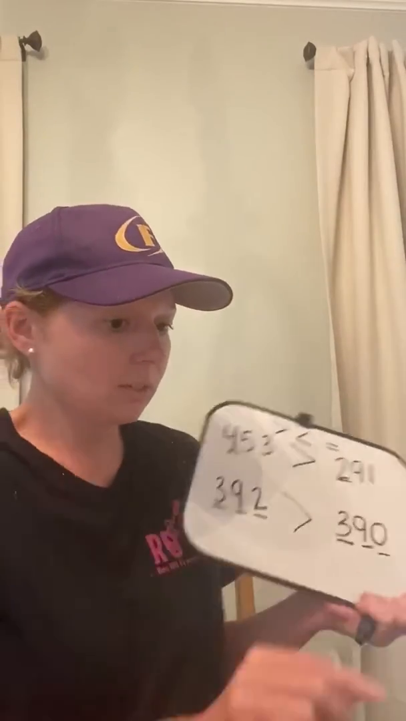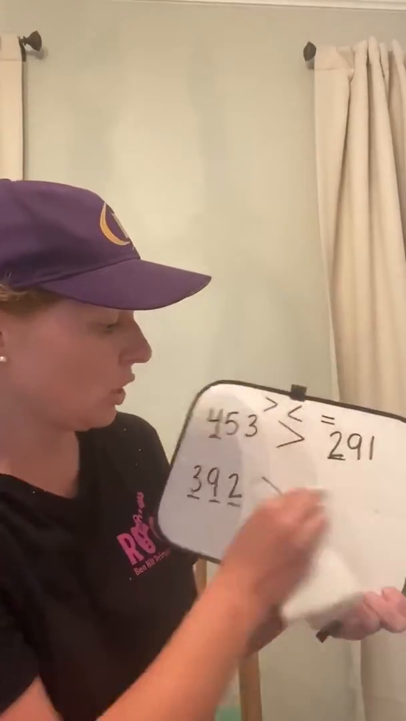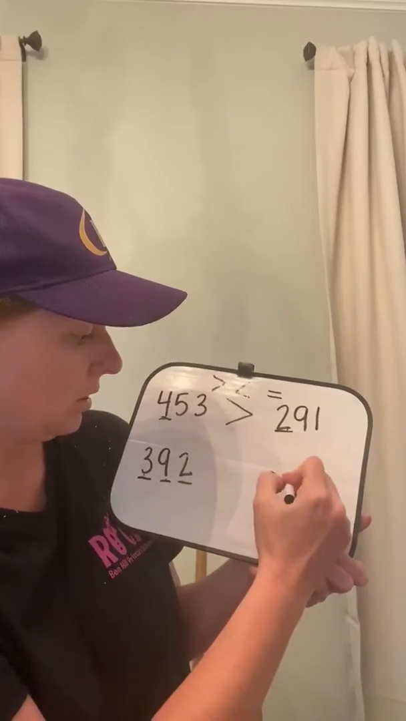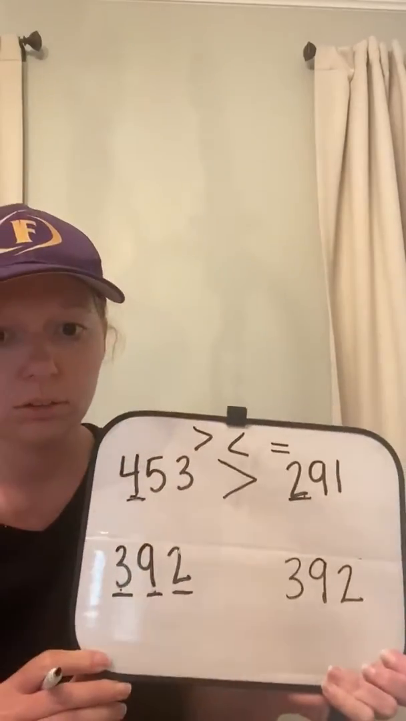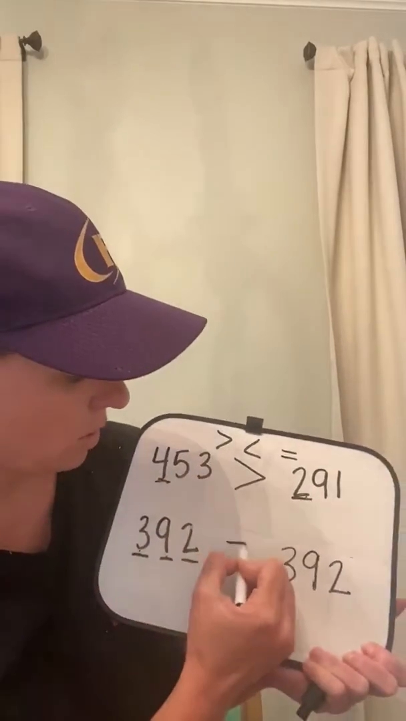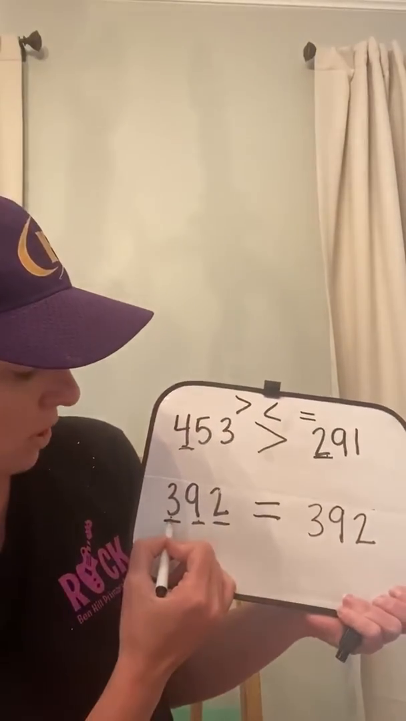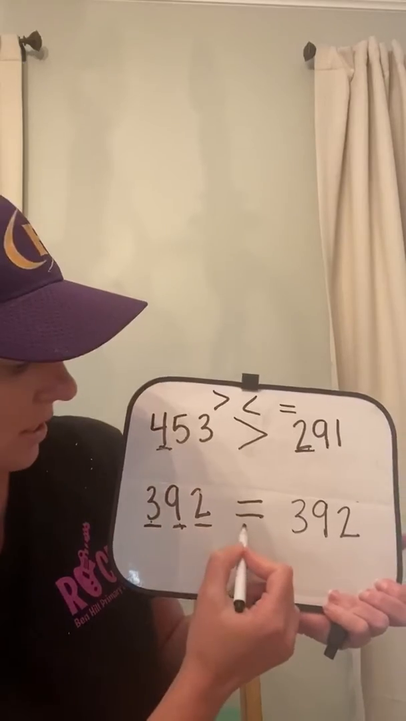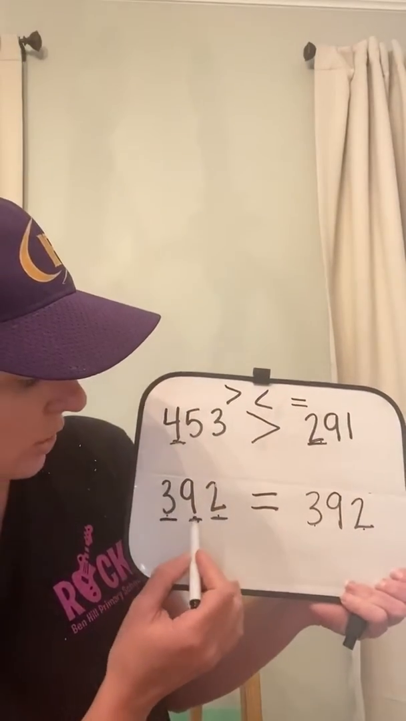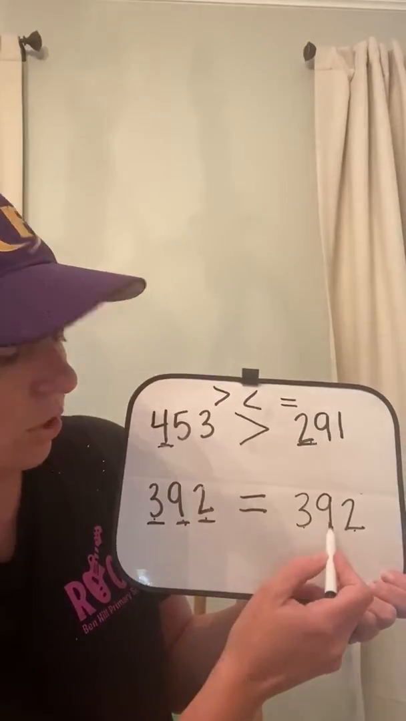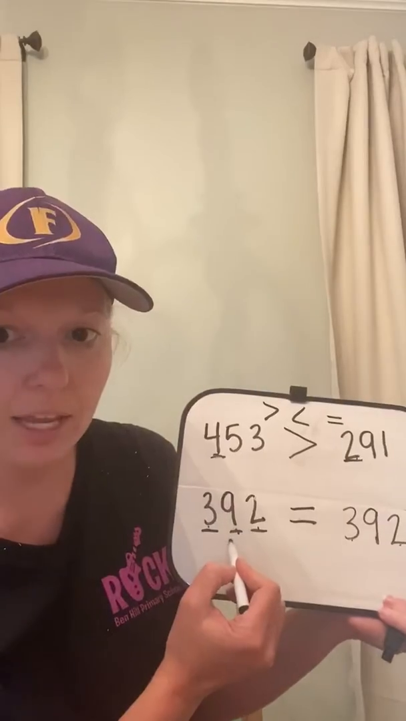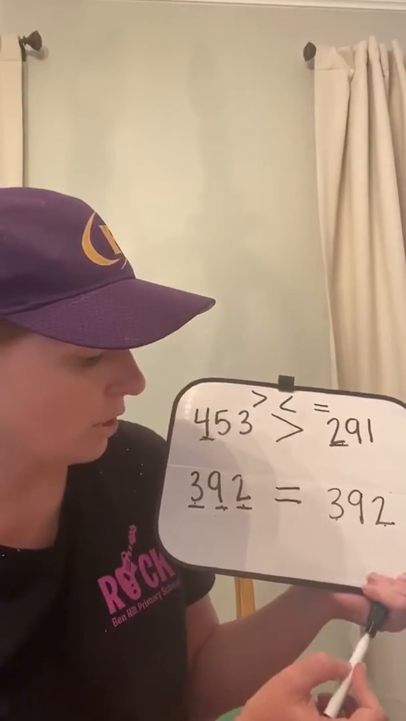But if I changed it, if the sign was different, like if this was my number, then my sign in the middle would be equal, because I have the same number of 100s, the same number of 10s, and the same number of 1s on both sides. So I would read this one as 392 is equal to 392, because we know that means it's the same. Whatever is on one side of the equal sign is the same as the other.